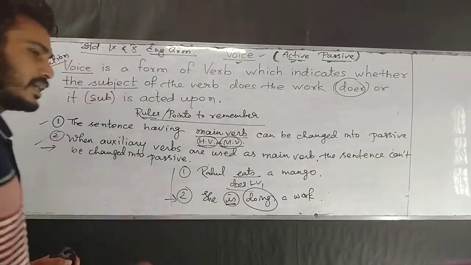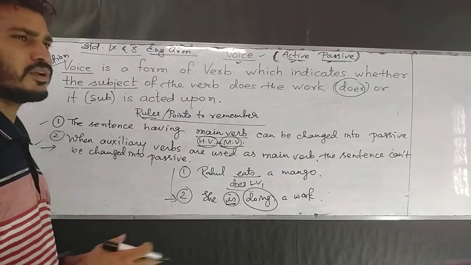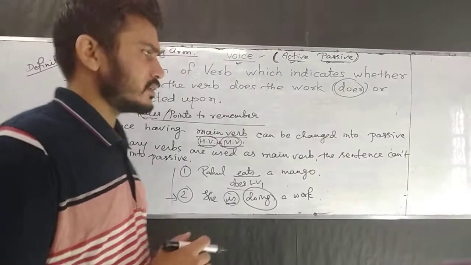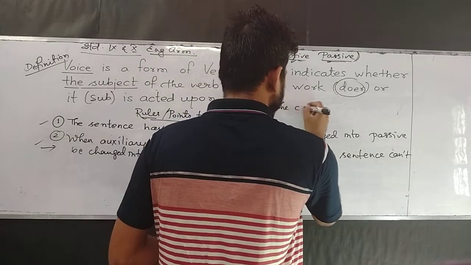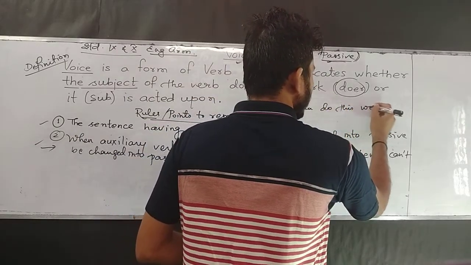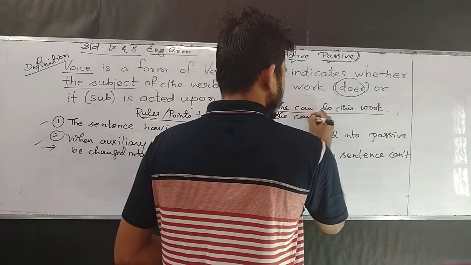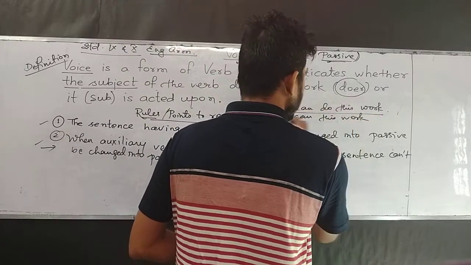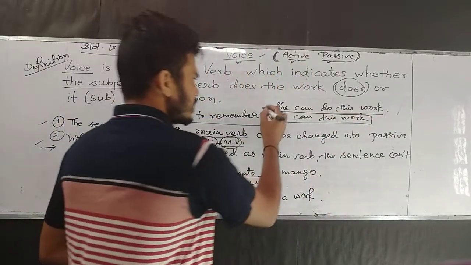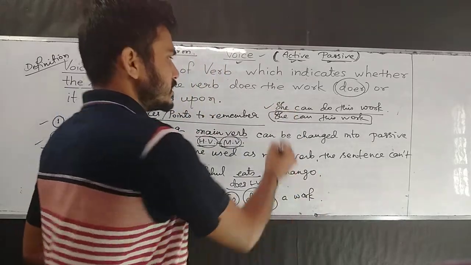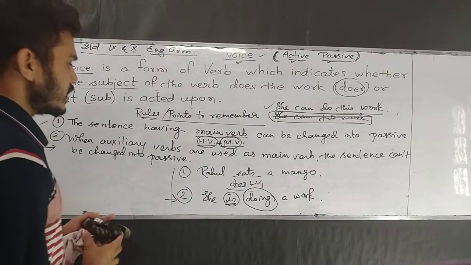So not only is, but is, am, are, was, were, all the auxiliaries, even modal auxiliaries also cannot be changed if there is no main verb, because a modal auxiliary does not complete the sense alone, because a modal auxiliary is always written with a V1, like she can do a work, she can do this work, right? So this sentence we can convert, but 'she can this work', this is not a sentence because this doesn't give any meaning, right? This sentence can be done, but this one cannot be changed into passive, right? So here, two points have been discussed. Now the third point.